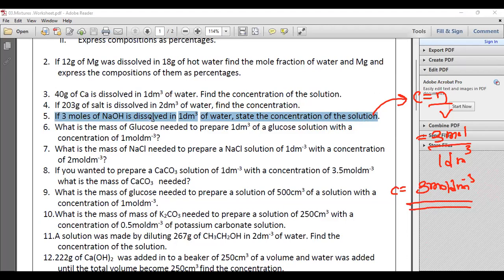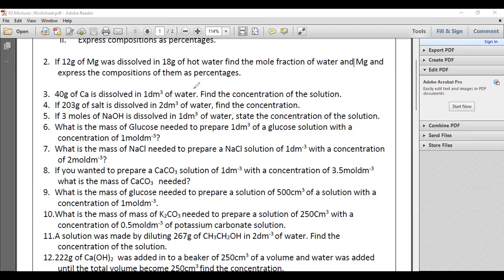Right. This is the way how you have to do this sum. Next question is important. See this, right? Next question, they say: what is the mass of glucose needed to prepare 1 decimeter cube of a glucose solution with a concentration of 1 mole per decimeter cube, right? Okay, this is what they say to us.